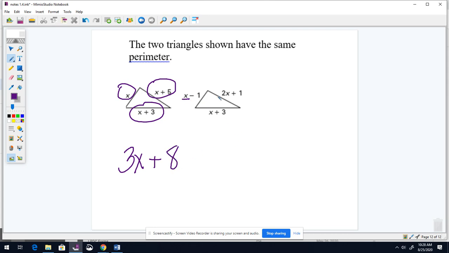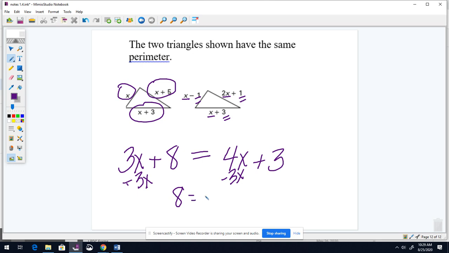This triangle, I'm just going to underline here to see it easier. I have an x, a 2x, and another x, so that's 4x. And then I have a -1, a +1, those are going to cancel, and a 3. So I end up with just 3 for my constants. And in order to have the same perimeter, we just put an equal sign there. So now we're going to go through our solving: subtract 3x, subtract 3x. So we get 8 equals 1x or x. If you don't like writing the 1 in front, you do not have to. Minus 3, you get 5.